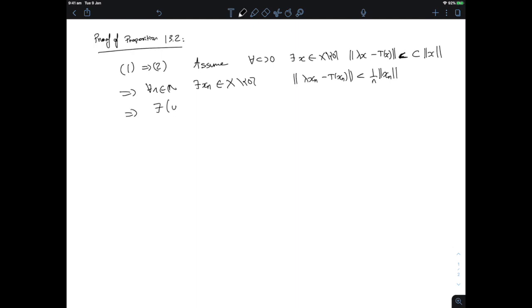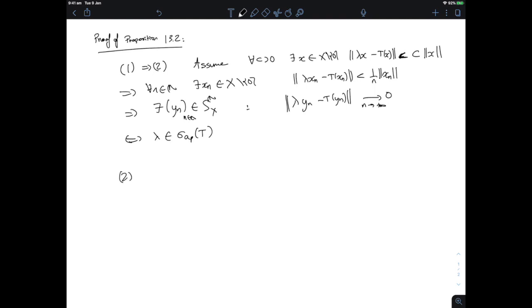I get that there exists a sequence yn in the unit sphere, because these are the xn divided by their norm, such that the norm of lambda yn minus t yn is always smaller than 1 upon n for all n, so in particular this goes to 0. And that is exactly saying that lambda is not in the approximate point spectrum. Okay, so we've proven 1 implies 2.